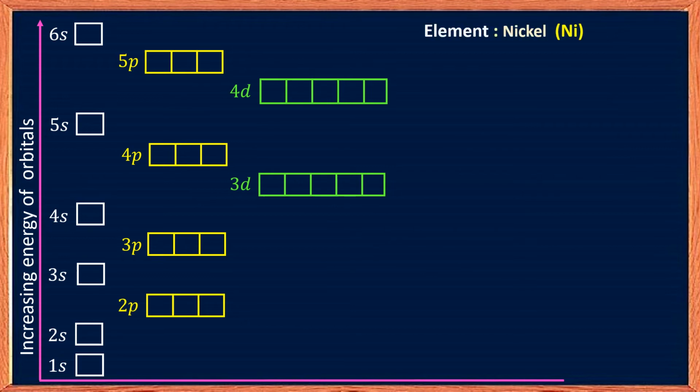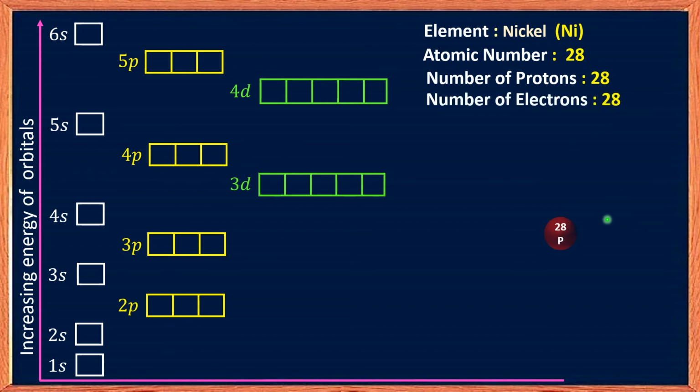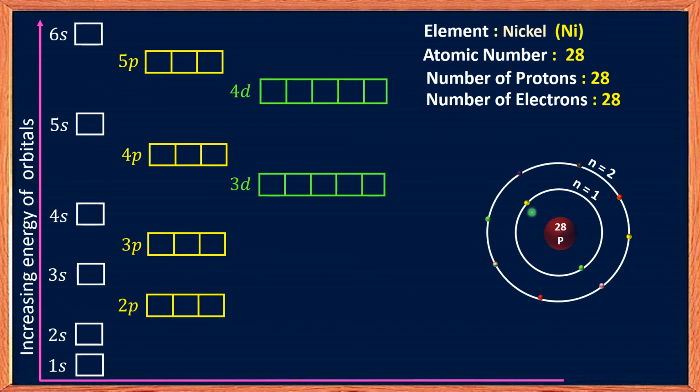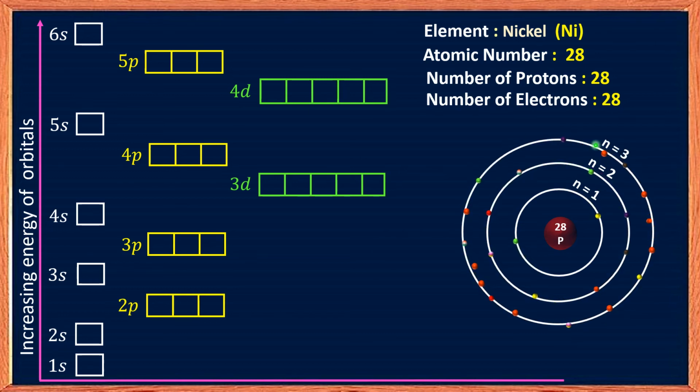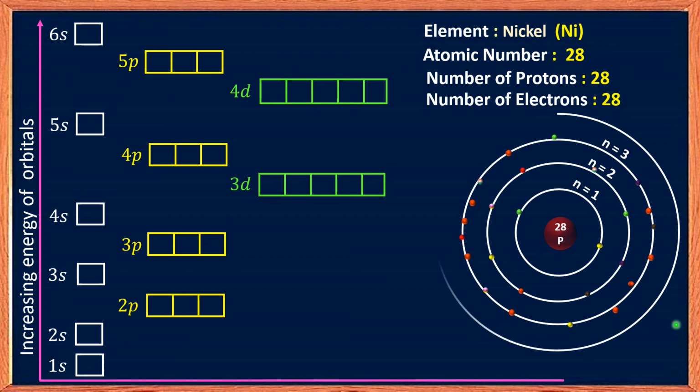The next element is nickel, Ni, atomic number 28, with 28 protons and 28 electrons. 28 protons are there in its nucleus. 28 electrons revolve around the nucleus in different shells. The first shell or first orbit contains 2 electrons. The second orbit has 8 electrons. The third orbit contains 16 electrons totally. And the fourth orbit has only 2 electrons. So totally 28 electrons are there to fill into different atomic orbitals.